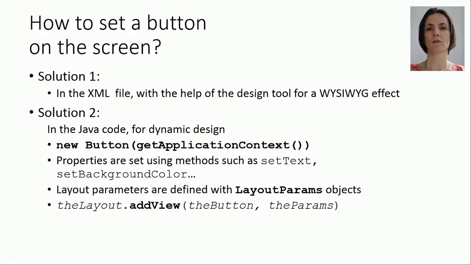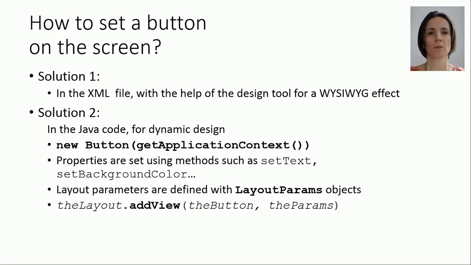In this video, I've shown you how to include a button to your graphical user interface. The first solution is to define the button directly into the XML file. You can use a graphical design tool to visualize the interface as you build it. The second solution is more indicated when you can't define a static graphical user interface, when you decide which views to include on your screen only during runtime. In that case, you can define the button directly into the Java code using the button constructor.